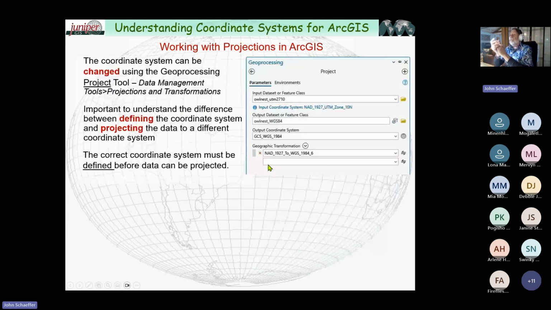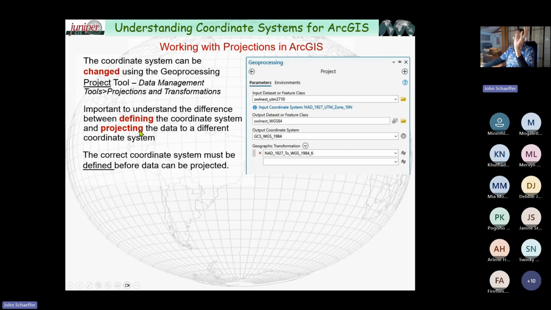Now, the coordinate system can be changed using the project tool. This is where you're changing from one coordinate system to another, okay? So it's important to understand the difference between defining and projecting. Again, defining just gives it a name, a name of an existing coordinate system, so ArcGIS knows how to interpret the values.